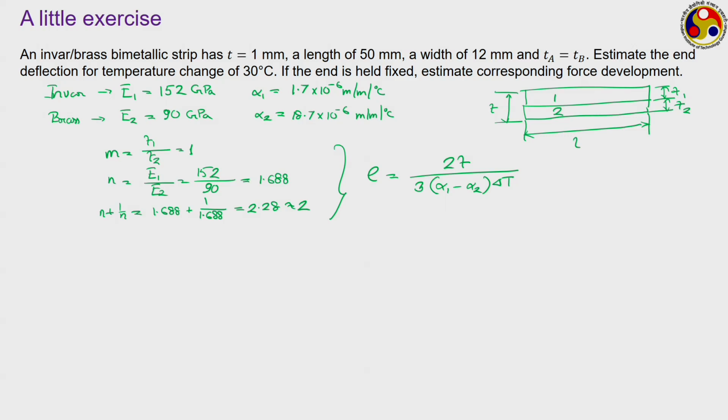And just note one thing here, we have taken M and N definition with T1 by T2 and E1 by E2, that is we are taking the properties of invar in the numerator and brass in the denominator. Now, as long as we are dealing with this situation, M equal to 1 and N plus 1 upon N equal to 2, it does not matter which order we are taking, because when T1 and T2 are equal, M will always be equal to 1 independent of whether you are defining it as T1 upon T2 or T2 upon T1. Similarly, here we are taking N plus 1 upon N. So, this practically always is E1 upon E2 plus E2 upon E1. So, again the definition of N is immaterial in this case.